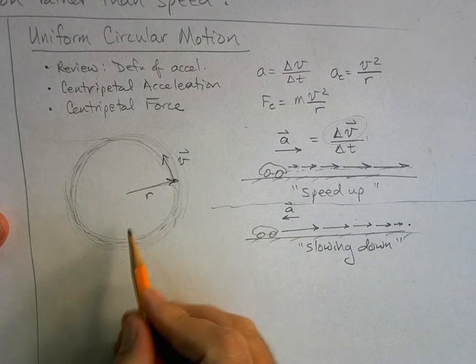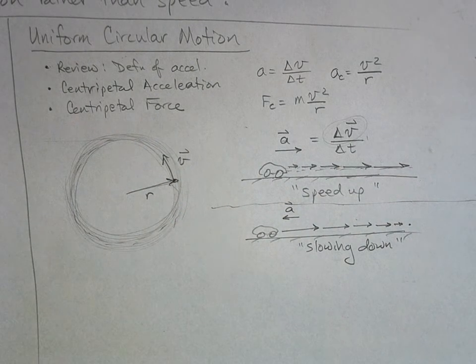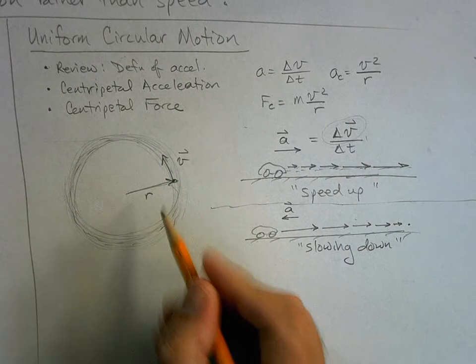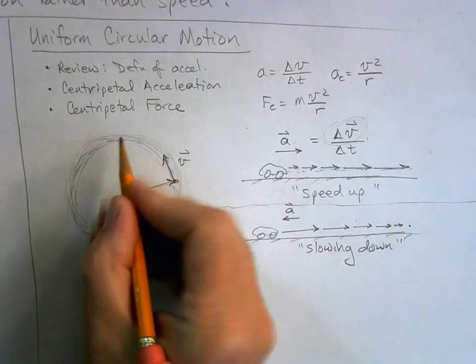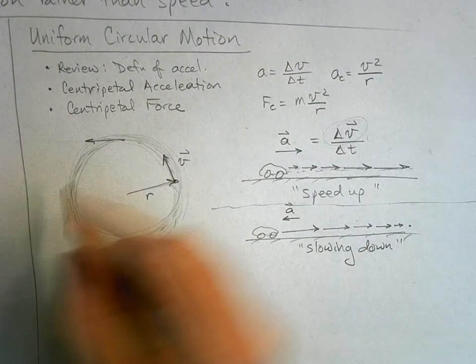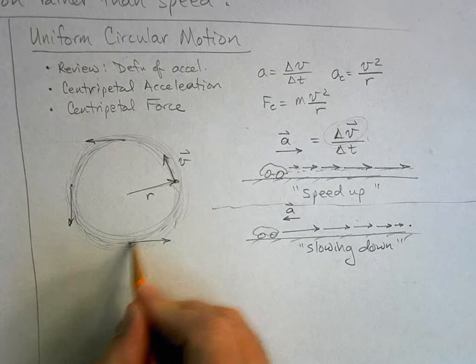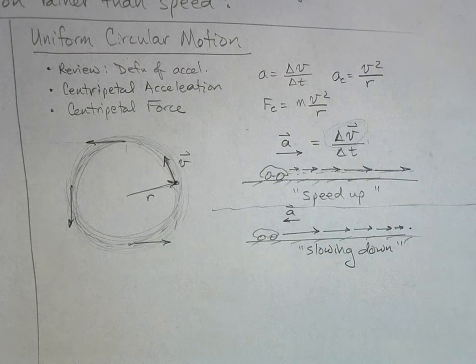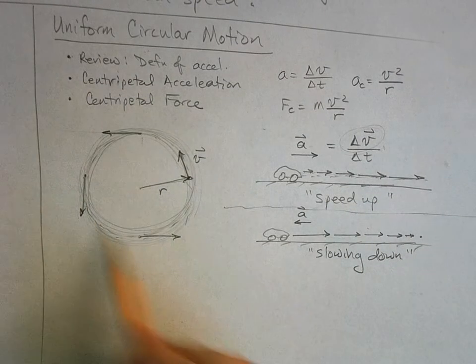But what if you're going in a circle, in uniform circular motion? That is, my speed isn't changing. If this is my velocity vector right here, I would have the same speed here, and the same speed here. No matter where I am, I tried to draw all these the same length. I don't think I succeeded, but I tried. So you're going the same speed all the way around.